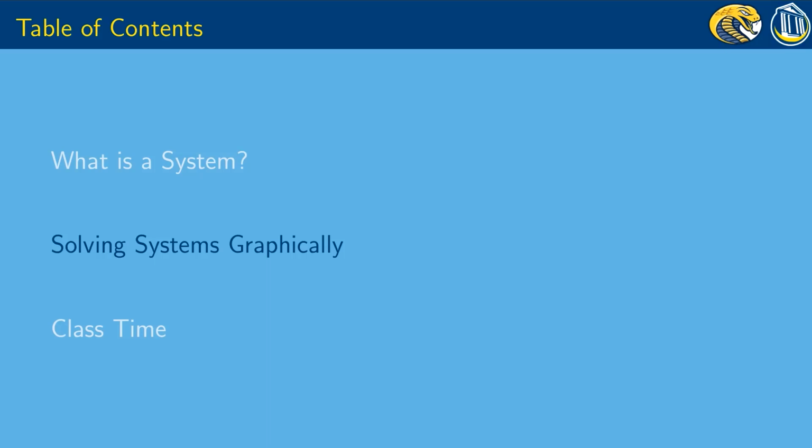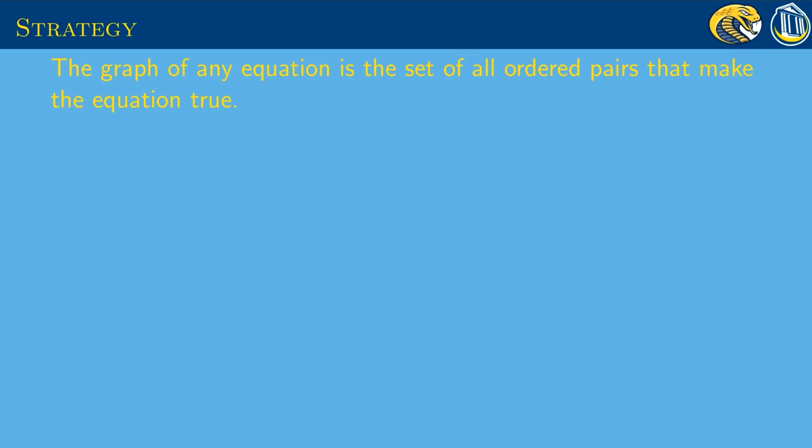Let's talk about how to solve systems graphically now. The graph of any equation is just the set of all ordered pairs that cause that equation to be true or correct. And if we sweep out every single set of points that causes an equation to be true, we'll end up with a line or a curve representing the graph.